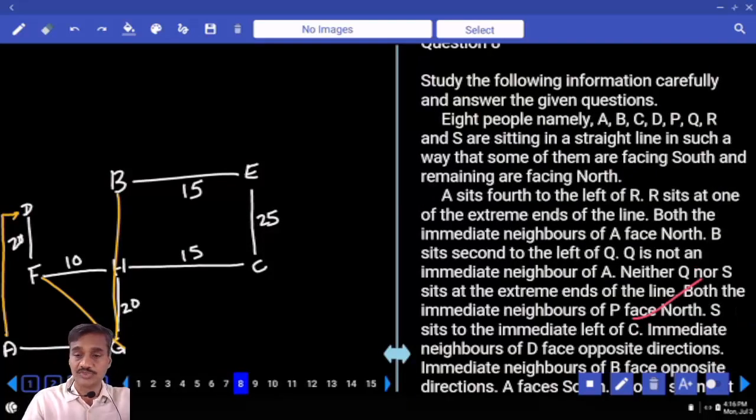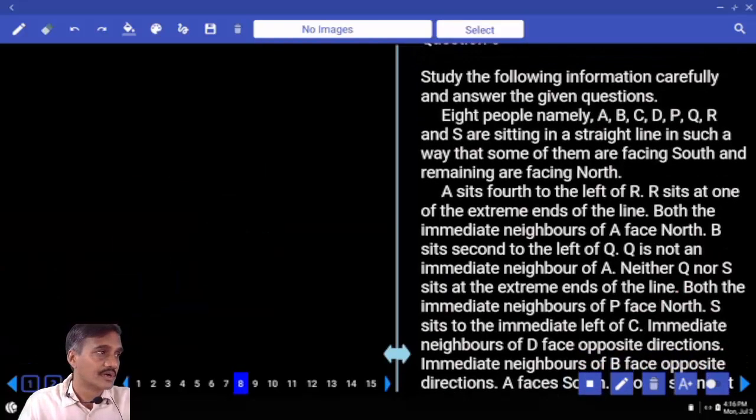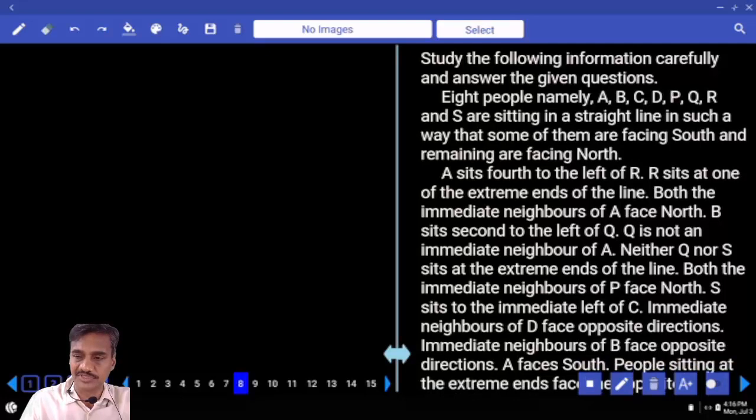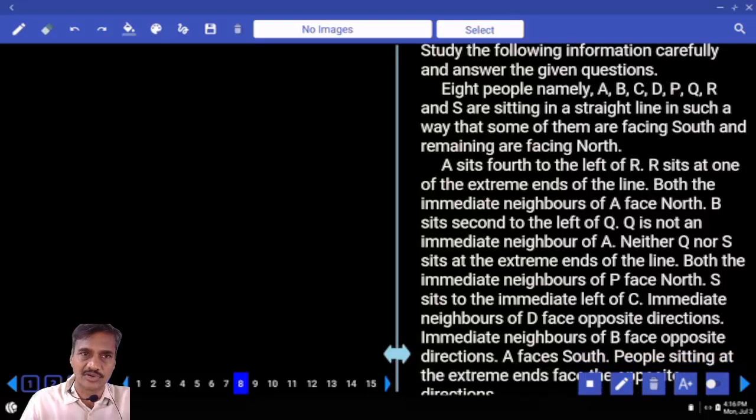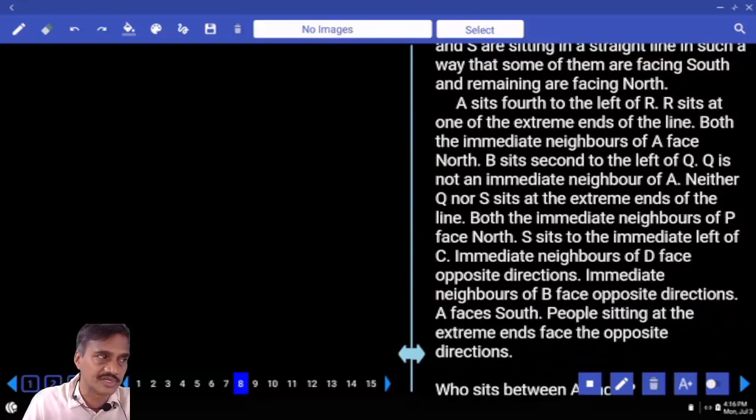Then next one, 8 onwards. Now question number 8 onwards, it is based on row arrangement. Now 8 persons are seated in a straight line, and some of them face north and some face south. Now this comes under the first priority or the second priority. Second priority. Why? Because we have already done one set earlier to this. If we have left that one set, then it must be under the first priority.